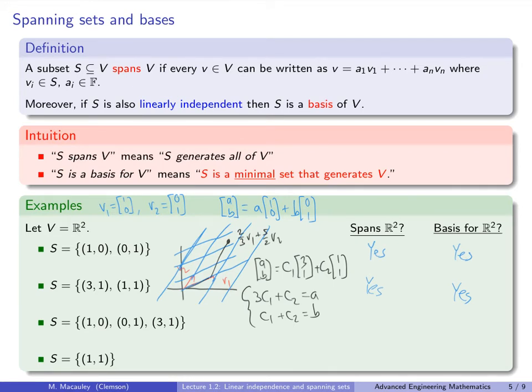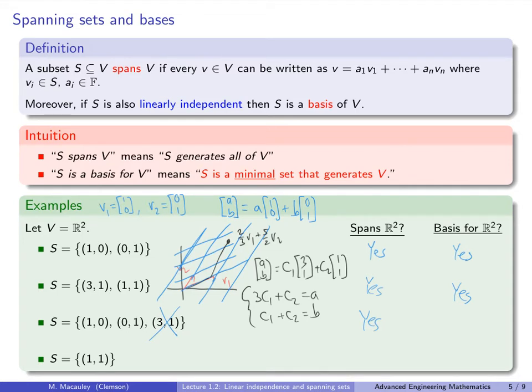Our third example is if you start from this set and you add (3, 1). Does this span R2? The answer is yes, because these two vectors alone are enough to generate R2, so throwing in a third one doesn't spoil the party. So this spans R2, but is it a basis? The answer to that is no, because this is not a linearly independent set. This guy is not needed.